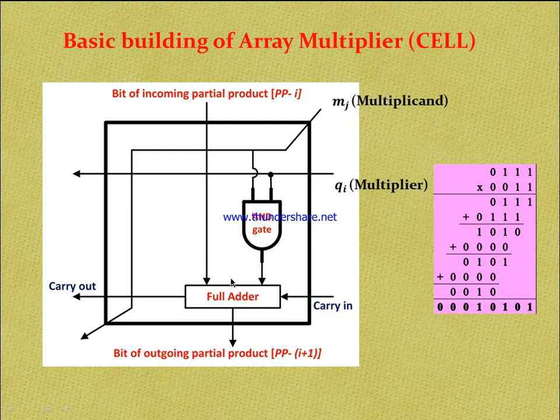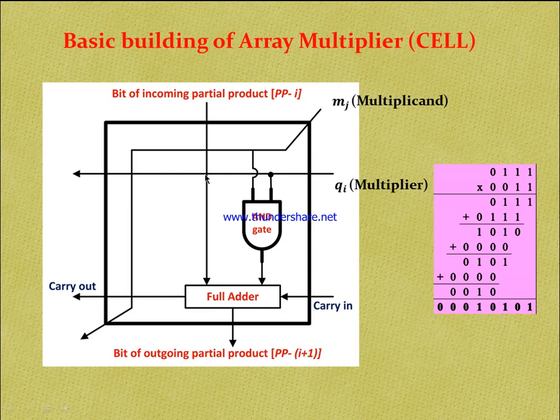We'll see how this whole operation is performed with the total circuit, or block diagram, of the array multiplier. For the time being, just understand the inputs and outputs of this particular cell. Here you can see that the number of inputs is 4: one multiplier bit, one multiplicand bit, one bit from the previous partial product, and a carry in. These are the 4 inputs to this cell.